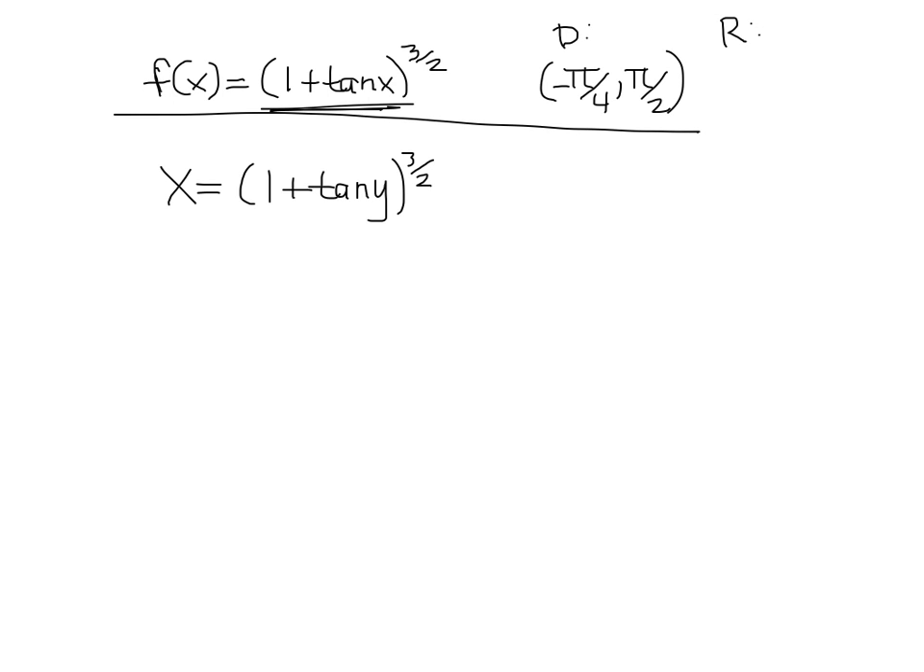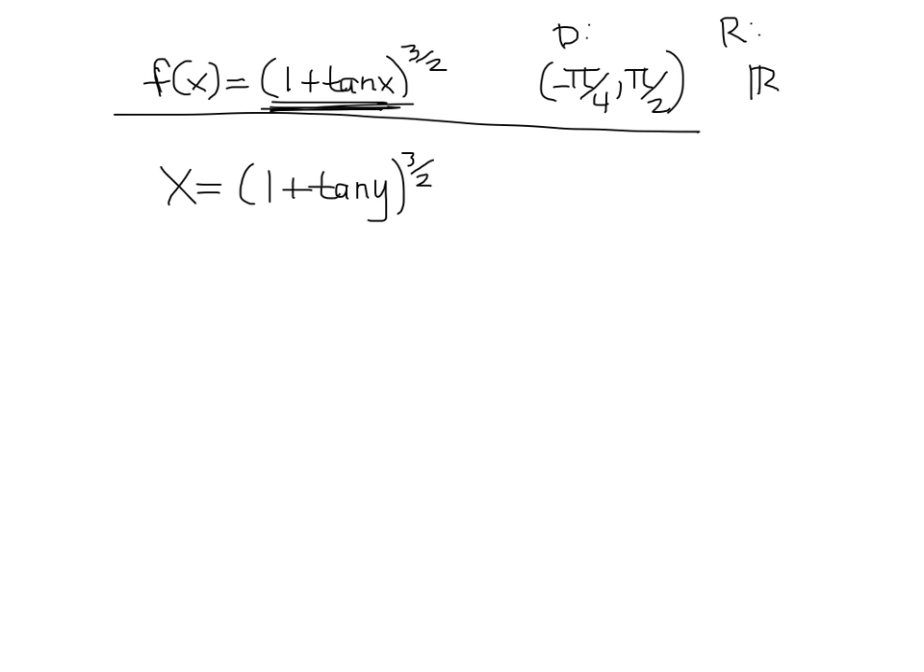Well, for the range, you can plug in anything from negative pi over 4 to pi over 2. If you think about the tangent graph from negative pi over 4 to pi over 2, it's a disco curve. And if I add 1 to that, it's still that disco curve. And if I take the square root or cube root of it, it's going to positive and negative infinity because it's going up and down forever. So the range is going to be all real numbers. So when I do this, the domain for the new function is going to become the range.